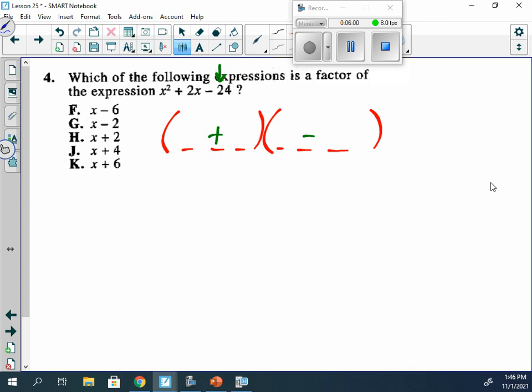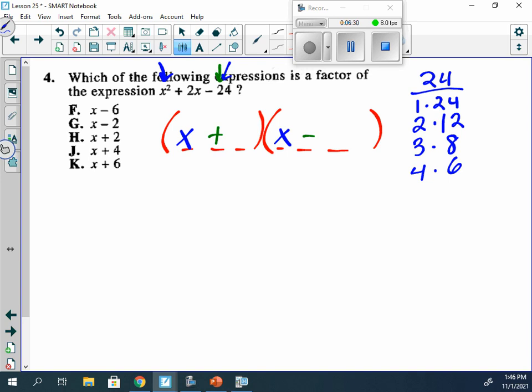Because if the third term is positive, then the signs are the same and they match the sign of the middle term. If the third term is negative, they're automatically opposite. One's going to be positive and one's going to be negative. At this point here, we're looking at the factors of the first and third term. Well, the factors of the first term are x and x. Now, the factors of 24 are 1 times 24, 2 and 12, 3 and 8, 4 and 6. So these are the factors that we have here. Which ones do we want to try first?